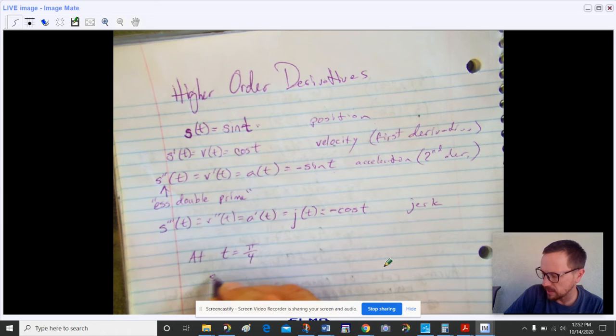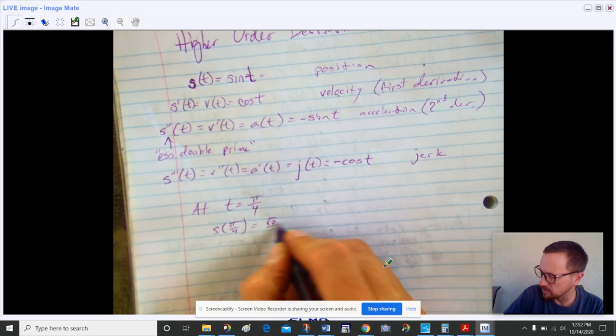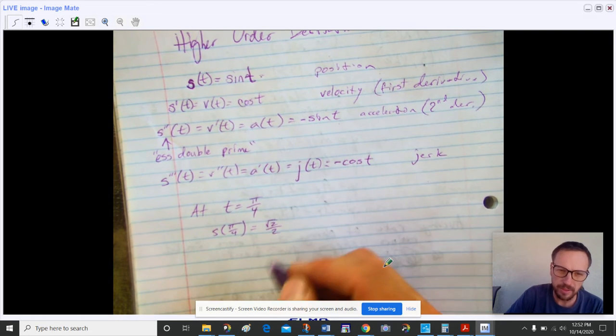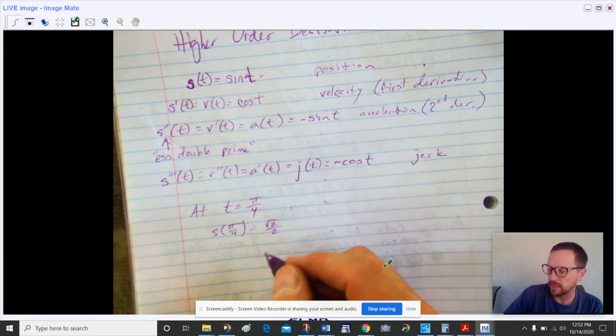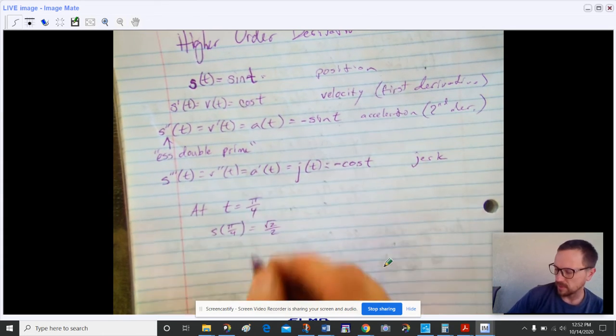And so, okay, well, s of t, where s of pi over 4, well, that's sine of pi over 4. What's sine of pi over 4? Radical 2 over 2. Okay, that's where you're at. So that's the location. So imagine you're just moving along the sine curve, and so that's what you're doing.